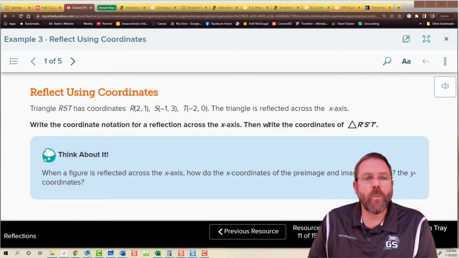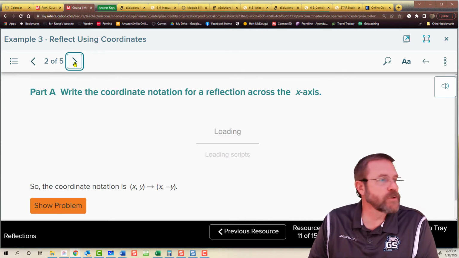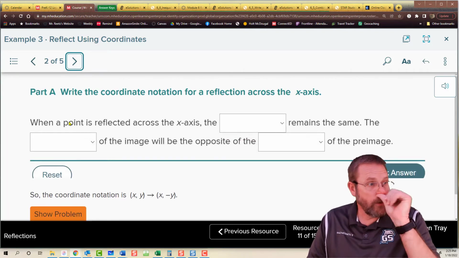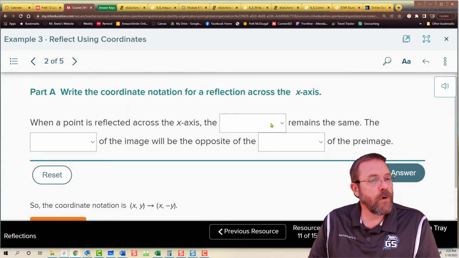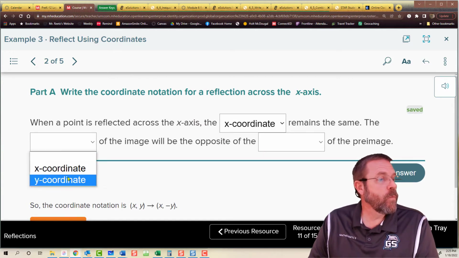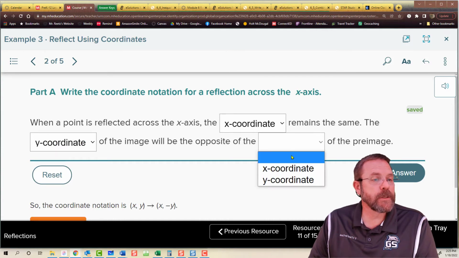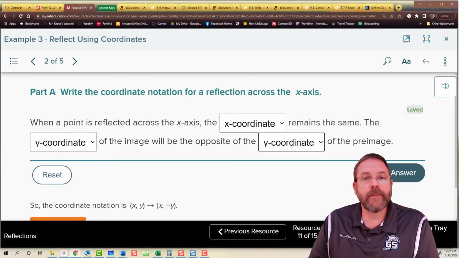That means the x values are going to stay the same, while the y values are going to become the opposite of what they are, to create the coordinates for triangle R', S', T', also known as the new image. So first thing we're going to do, write the coordinate notation for the reflection across the x-axis. When a point is reflected across the x-axis, the x-coordinate remains the same, and the y-coordinate will be the opposite of the y-coordinate in the preimage.